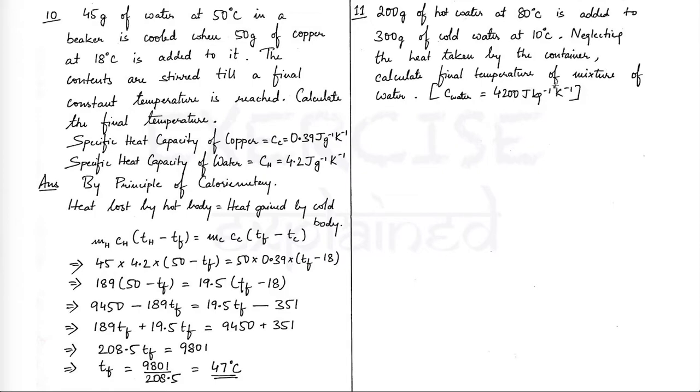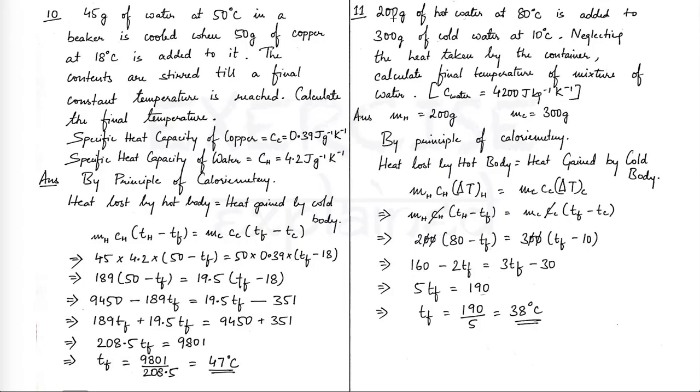Now you need to notice one thing here. Specific heat capacity is given in joules per kg Kelvin and the mass is given in grams. So you have to convert either of them. So you can see I have not converted, but we have done something. I will tell you.